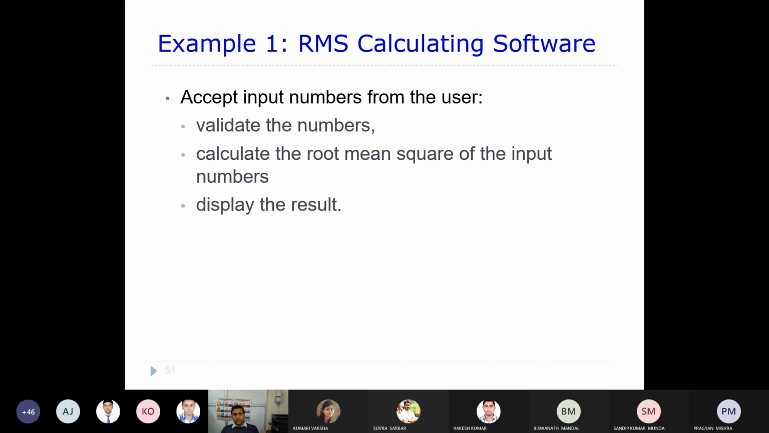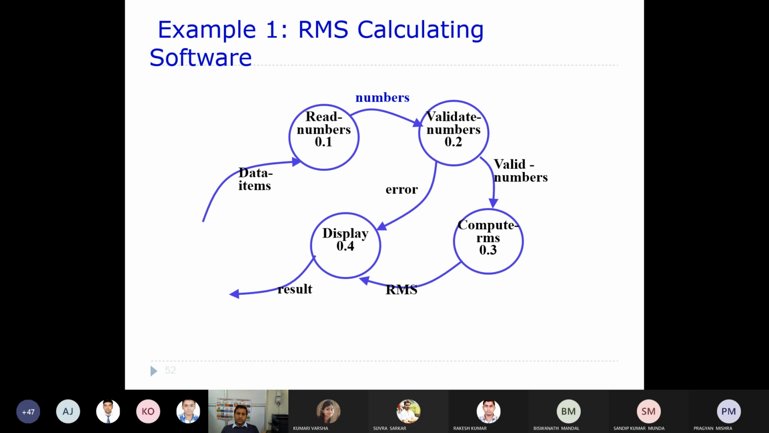And then you will calculate the square of those inputs, then go through a mean square of those input values, then the square root, and then ultimately the result. Now your level 1 DFD looks like this. The first high level function you saw in the context diagram, compute RMS, is decomposed into 4 bubbles.